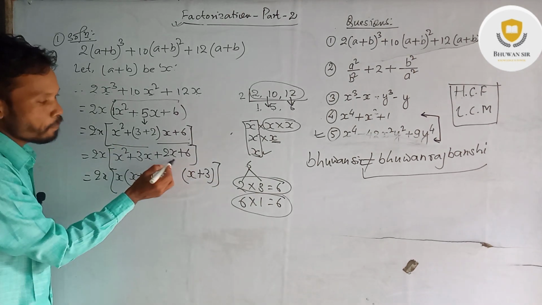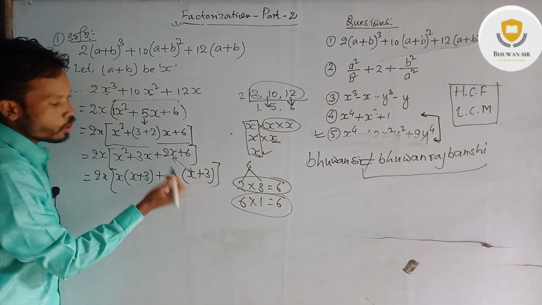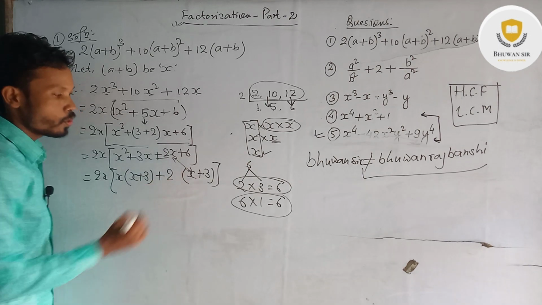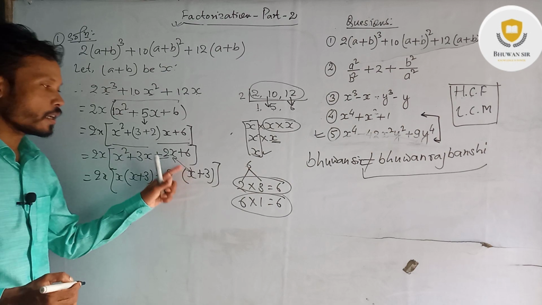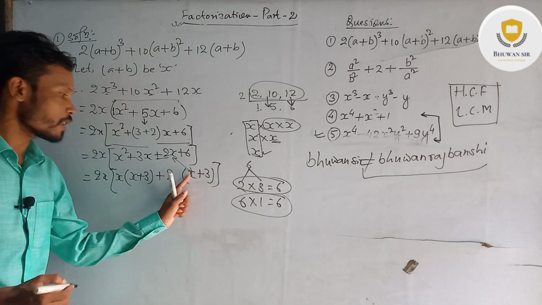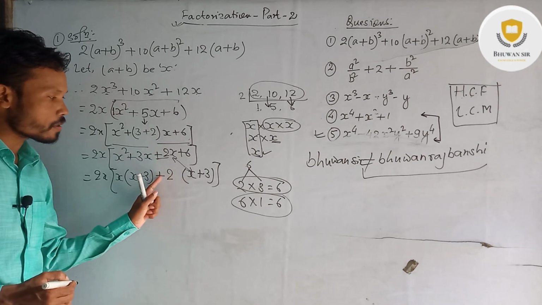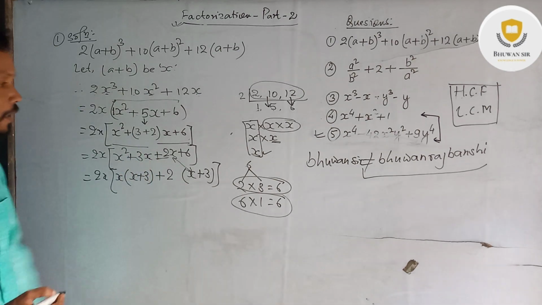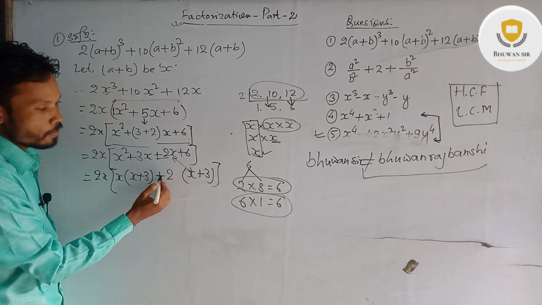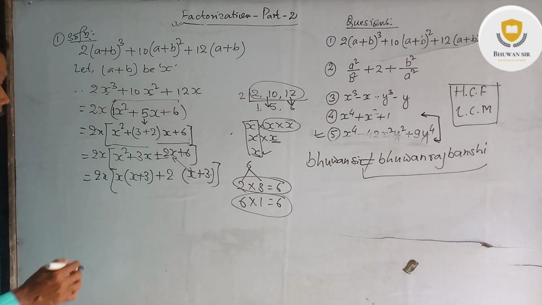The trick is x and x, they are similar. So the unmatched number is plus 2. So you can write plus 2. If you don't find any number, suppose this 2x has already been used here, in that case you can write 1. And if it is a plus sign, mention the plus sign here. If it is a minus sign, then write a minus sign here. Now you can cross-check your answer: 2 into x, 2x, plus does not change the sign, plus 2 threes are 6. That means it is correct.